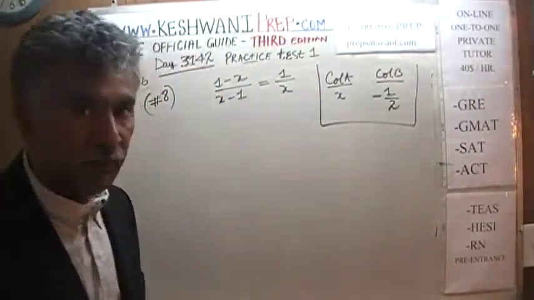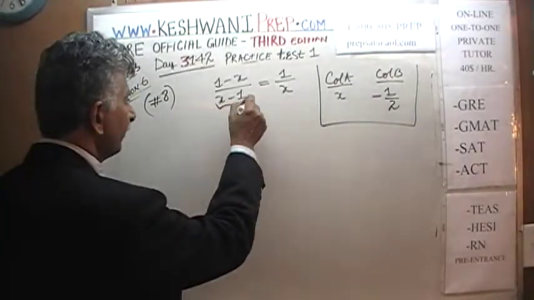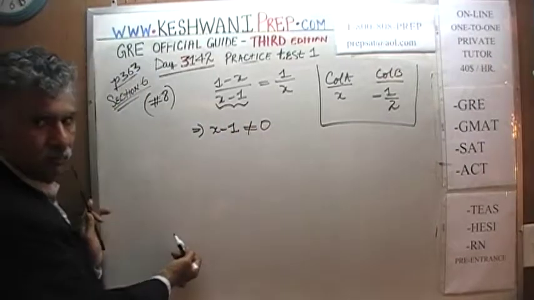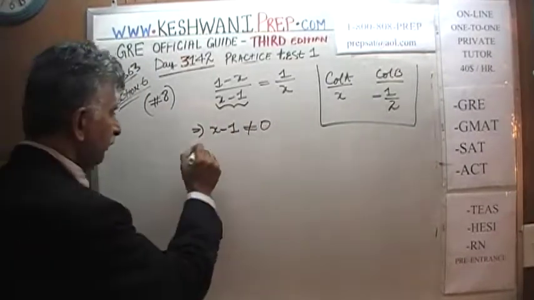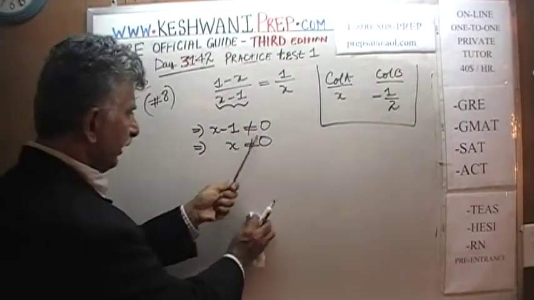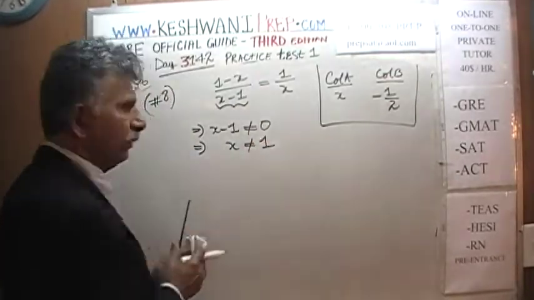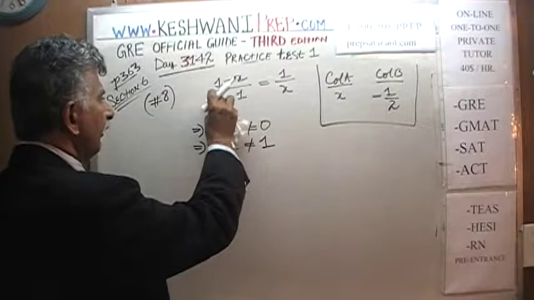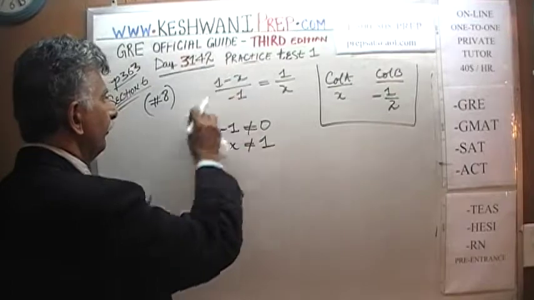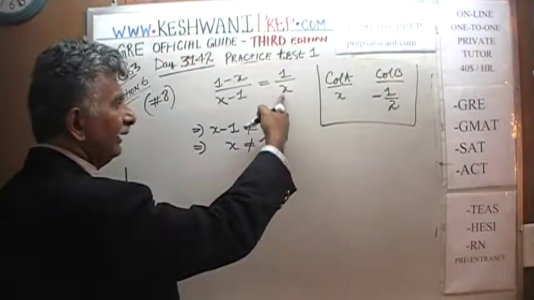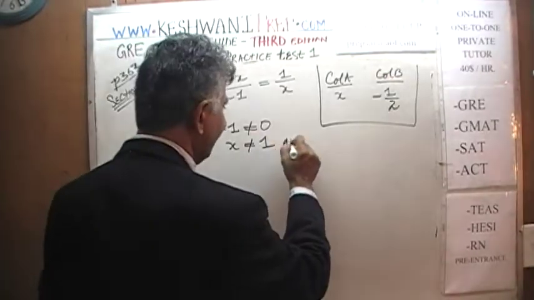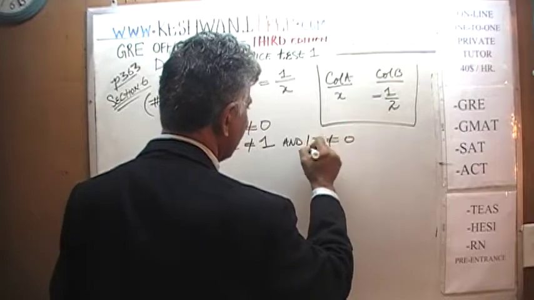Here, what do you see in the denominator? We see two quantities in the denominator. We see x minus 1, which implies that x minus 1 cannot equal 0, because we cannot have 0 at the bottom, which in turn implies that x cannot equal 1. When you bring negative 1 to that side, x cannot equal 1, because if x happens to be 1, we'll end up with a 0 at the bottom. 1 minus 1 is 0. X cannot equal 1. And on this side, x cannot equal 0. So there are two conditions we must satisfy: x cannot equal 1 and x cannot equal 0.